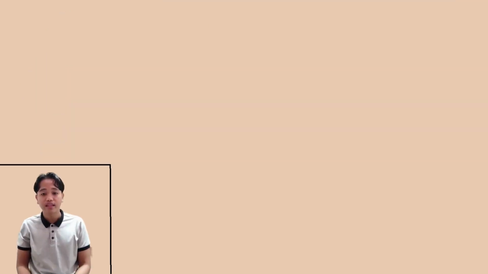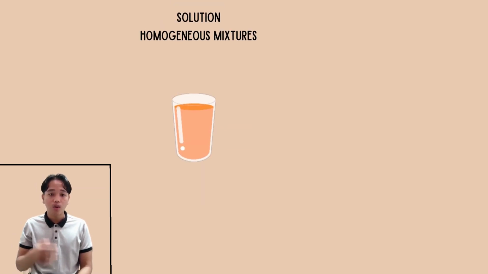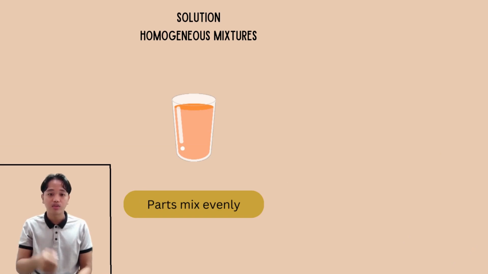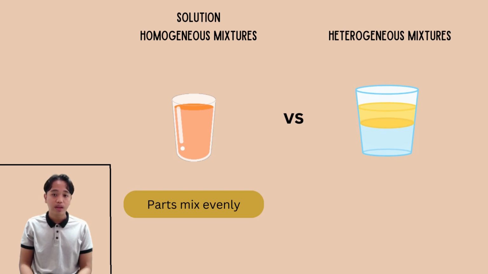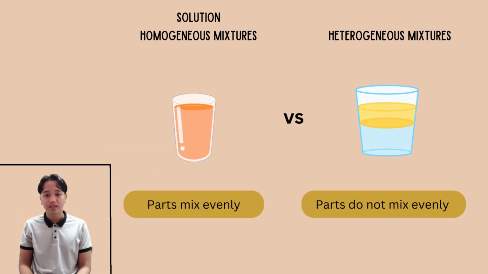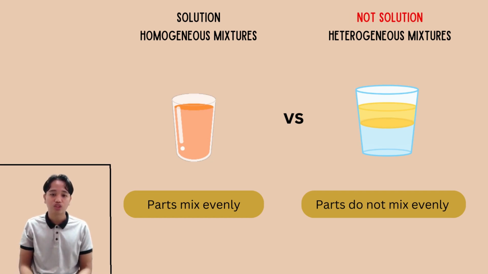Now, to better understand this, we will do a comparison with something that is not a solution. So, we got our solution, our homogeneous mixture right here, and the parts mix evenly and it is uniform. Over here, we got our heterogeneous mixture where the parts do not mix evenly. We have oil here and water here, and you can see the different parts distinctly. It is not uniform and even, and it is not a solution.